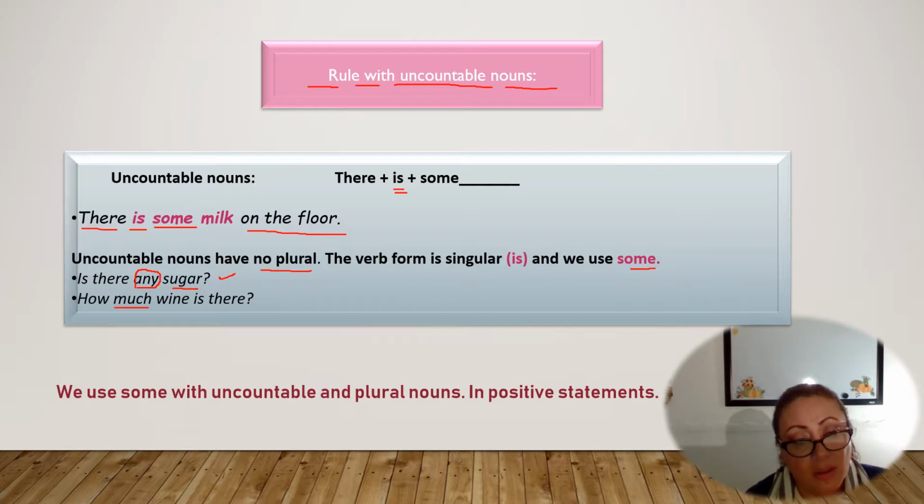¿Hay algo de azúcar? Ahí hay azúcar, eso es lo que yo quiero decir. Ahí hay azúcar. We have to pronounce the words very well in English and in Spanish. In English, is there any sugar? Is there any sugar? En español, ahí hay azúcar.